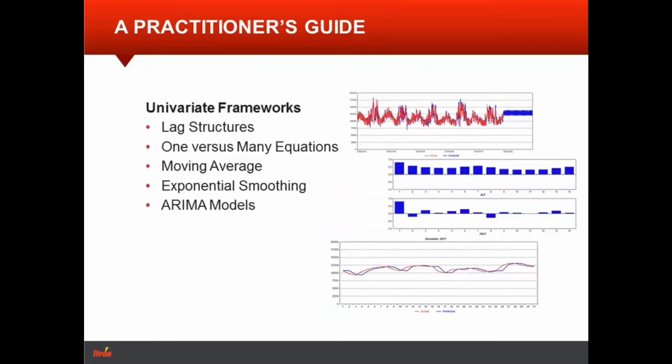Then we slide over from these algorithms to univariate frameworks. In univariate frameworks, the main thing is you're using your historical data to project forward. So you have this time series of load data, and you're simply, in a way, averaging it or something to predict going forward. Now, when you do that, you introduce things like lag structures, and you introduce how many equations. Is it a one equation thing or a multiple equation thing? And then there are various techniques: moving average, exponential smoothing, and ARIMA.